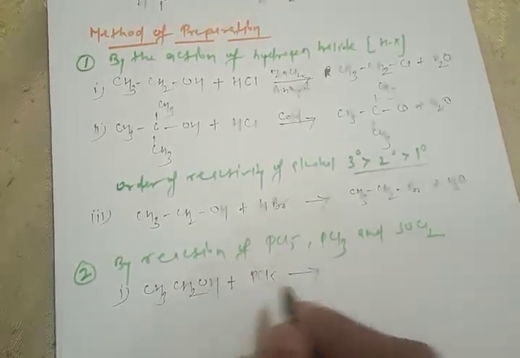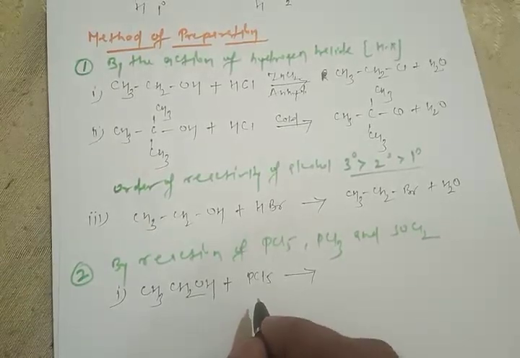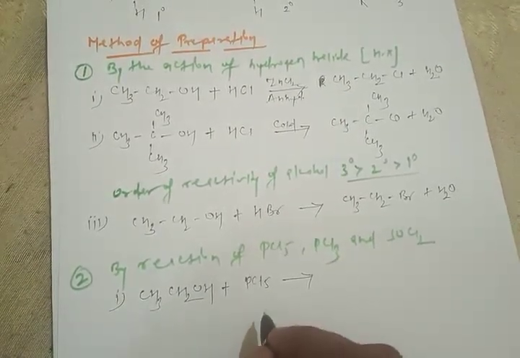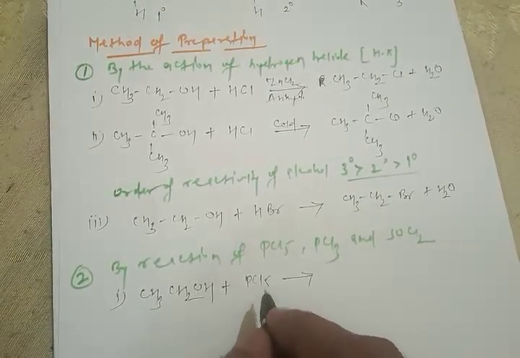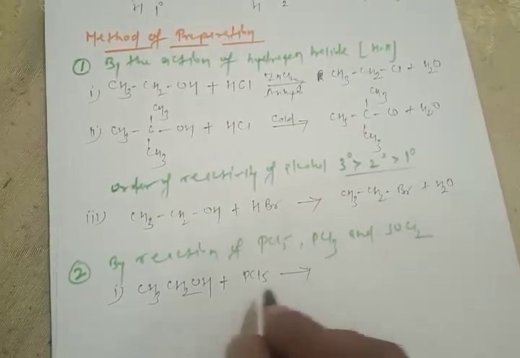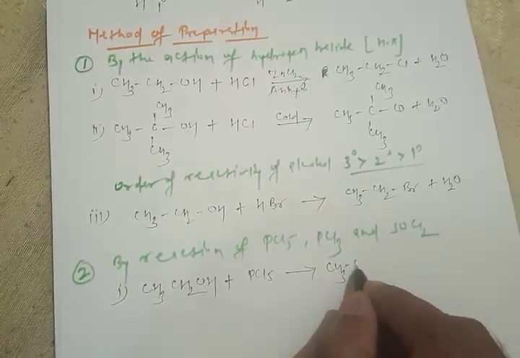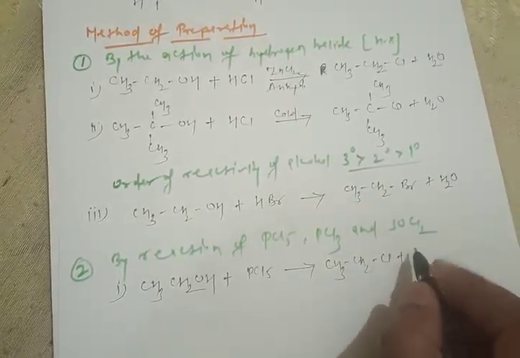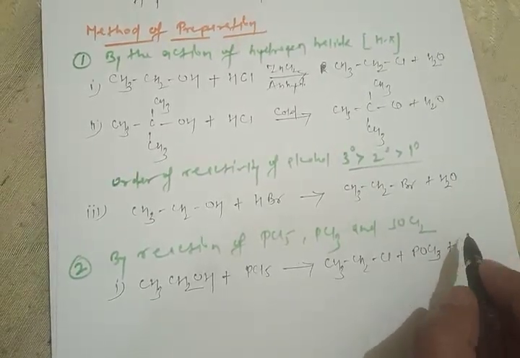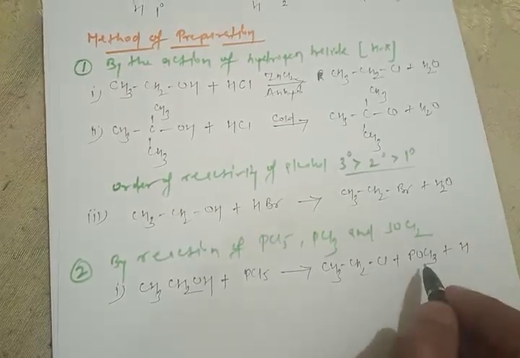PCl5, and this is the answer to one of the questions which I asked in the question paper: the structure of PCl5, where all five bonds are not equivalent. So here is one of the applications of that question. With this PCl5 it will give you CH3CH2Cl plus POCl3 plus HCl.